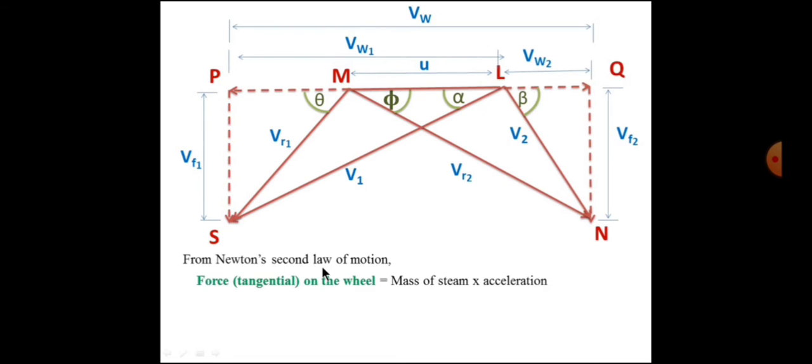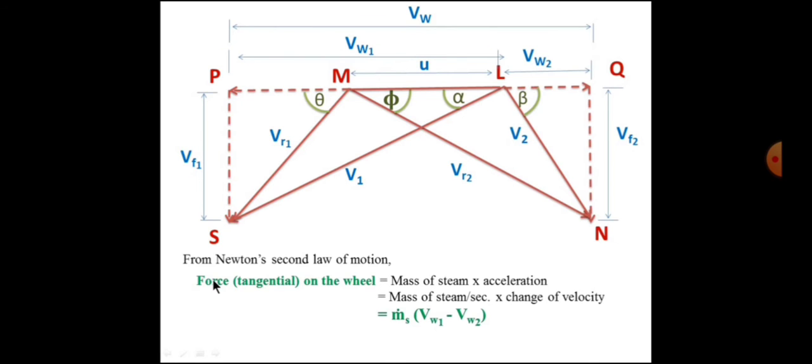So from Newton's second law of motion, we can derive the formula for force. So force, that is tangential force on the wheel, is equal to mass of steam into acceleration. So mass of steam per second into change in velocity. We have modified this formula, as we know that acceleration is change in velocity per second. So we have taken this per second below the mass of steam. So that's why we have written mass of steam per second into change of velocity. So mass of steam is denoted by m dot s, whereas change of velocity is vw1 minus vw2.